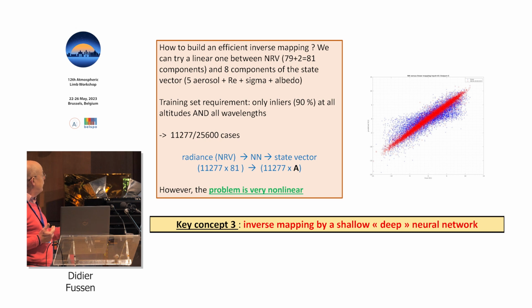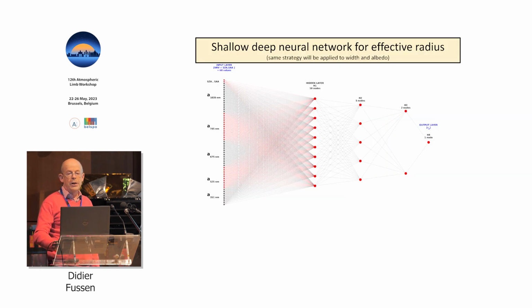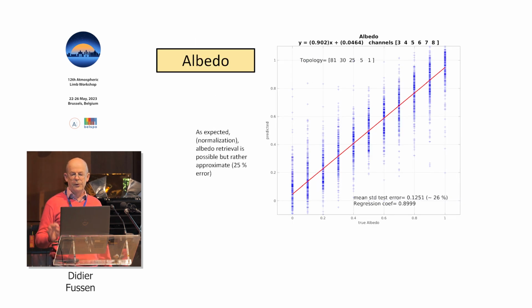And you can try this in the usual way with a neural network. And really, it works better than a linear one. If you use a linear relationship, you will get the blue distribution. With a neural network, you will be able to have the red one. Okay, this is the example of how to retrieve independently the effective radius. You start with this normalized radiance vector. You have a not so deep network compressing information, and you predict, for instance, the radius.